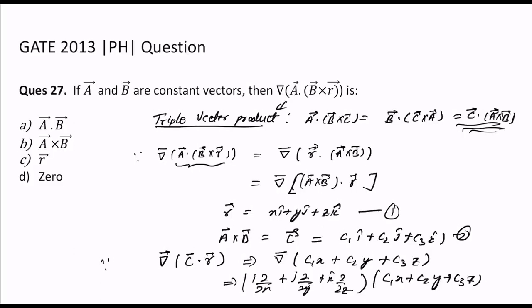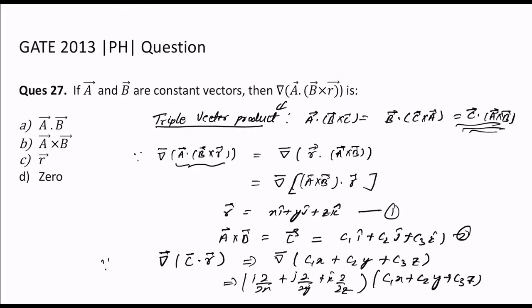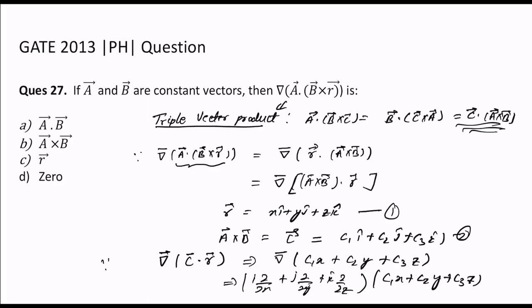If we solve this, del by del x operator will operate only on C1x; for the rest it will be 0. So we get i del by del x of C1x, which is nothing but i C1. Similarly, del by del y operating on x and z will give 0, so the only thing coming here is j times C2, and similarly we will get k times C3, del by del z of C3z.